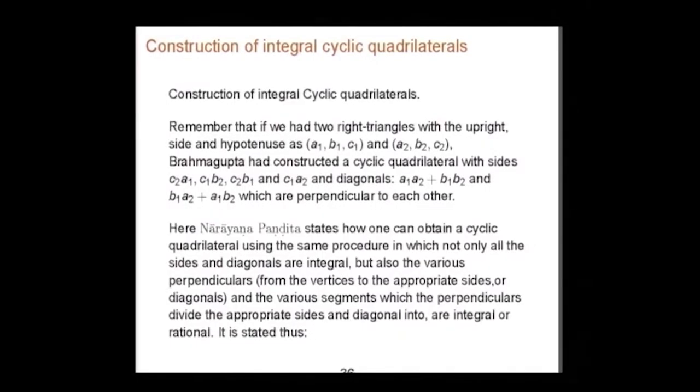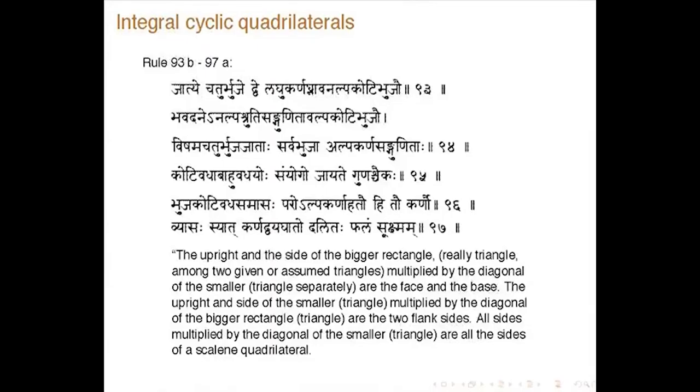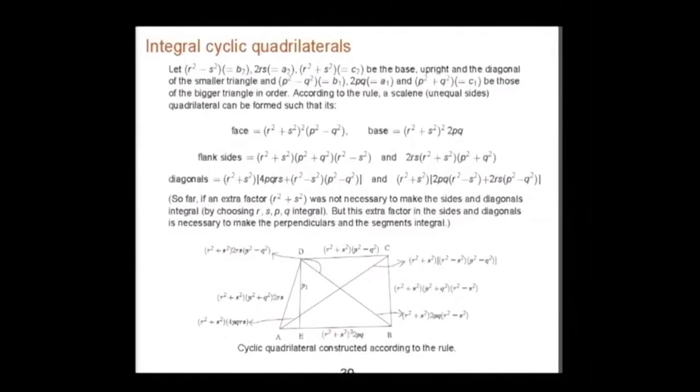Then construction of integral cyclic quadrilaterals, I will not have too much time. I will not go into that in detail. See, for instance, he will start from two right triangles like this: r squared minus s squared, 2rs, r squared plus s squared; p squared minus q squared, 2pq, p squared plus q squared. See, if r, s, p, q, etc., are rational numbers, these also will be rational. Okay. So, then actually if you take integers, there will be integers.